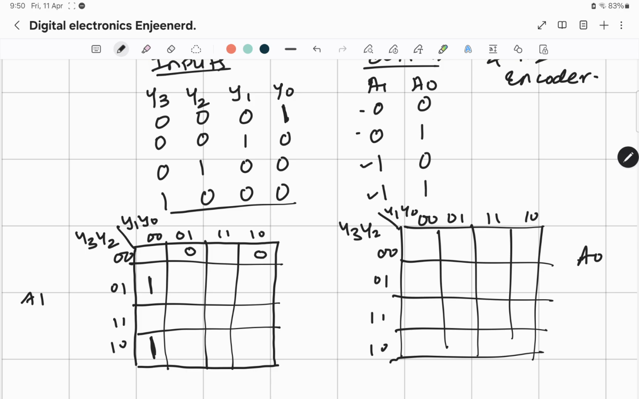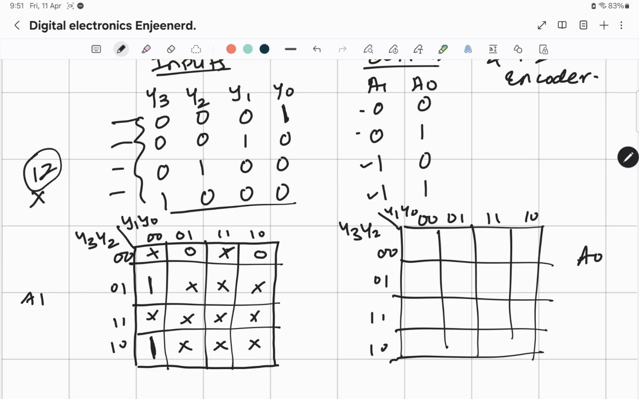What about the rest of them? The rest of them we don't care, so you have to strictly make all of them don't care conditions. Please keep this in mind. Many get confused, stating that it is a 4 variable function but you cannot have a 16 box K-map, right? So what about the other 12 combinations? We have listed only 4 of them, right? But the other 12 combinations will all be don't care. So these are don't care.